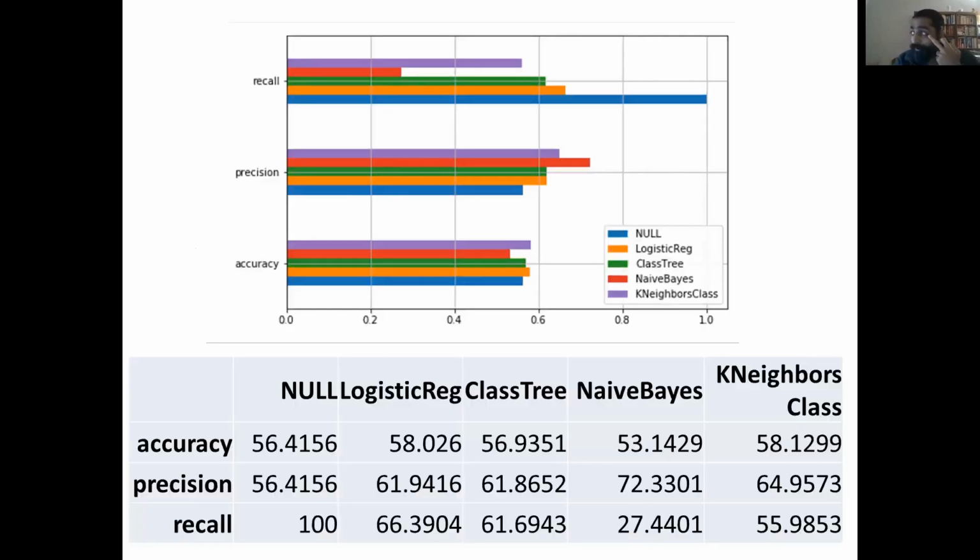After running through all the models, I found that the most accurate one was logistic regression, because based on all three parameters, accuracy, precision, and recall, logistic regression was the best I felt. But the decision tree was pretty close.